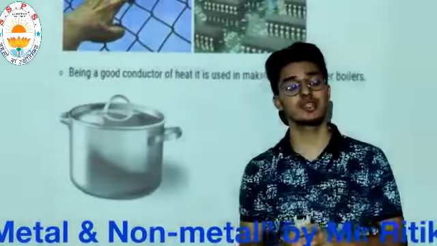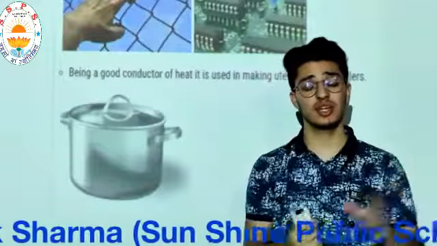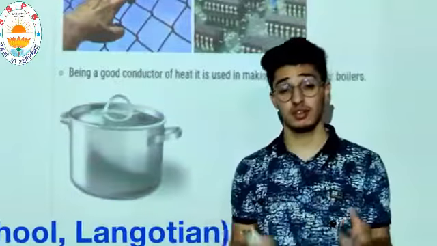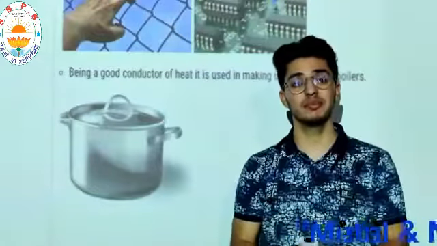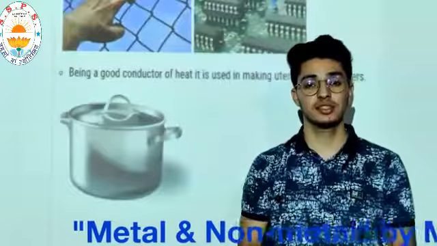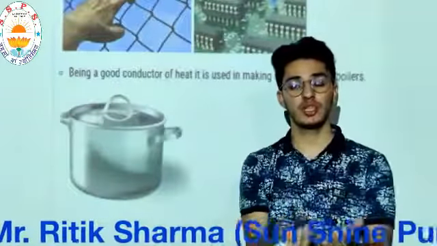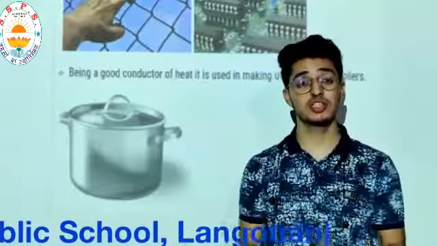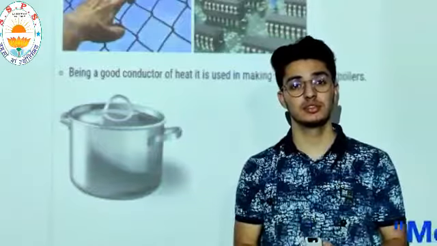We have some more properties like metals are lustrous. They have a shiny appearance. That is why we use metals for making ornaments. Gold, silver, platinum, they all are metals. Metals were malleable. That is, they can be beaten to form thin sheets. That's why we use metals for making thin sheets like aluminium foil. Aluminium, it is a metal.